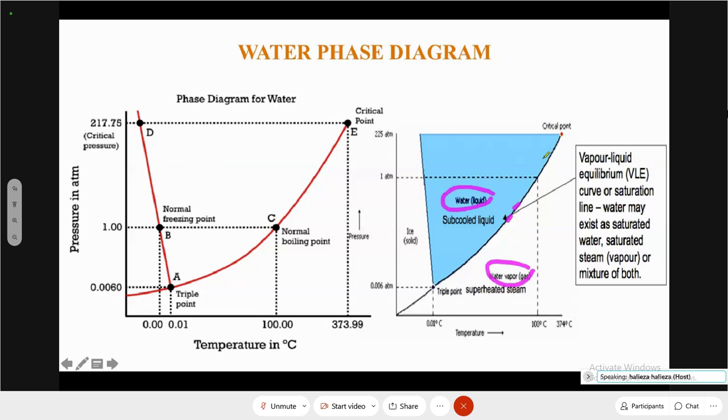So that's what the steam table will have: saturated liquid and saturated vapor, and you also have superheated steam. Superheated steam is when it is at a very high temperature. Okay, let's look at the next slide.